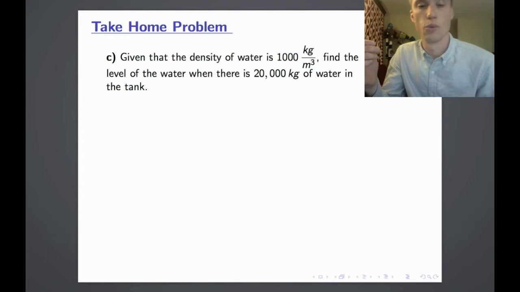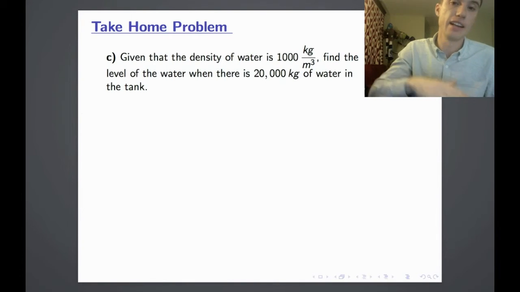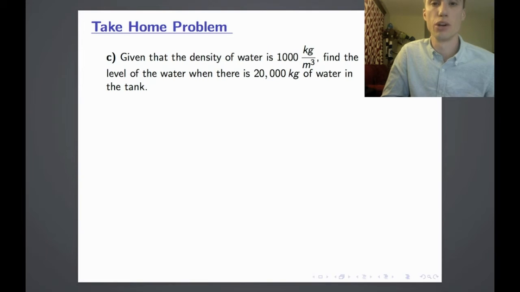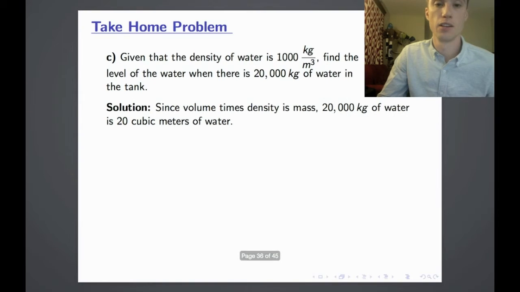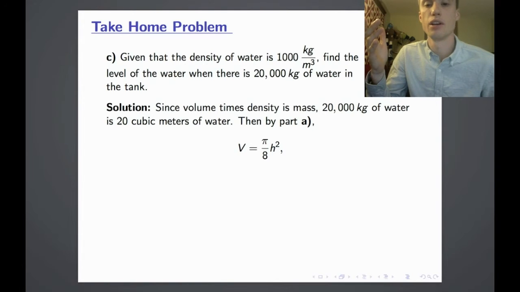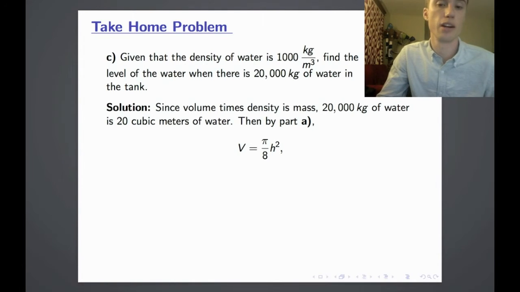We're told that water has a certain density, and we're going to find how full the tank is, what is the height that it's filled up to, if we put 20,000 kilograms of water in the tank. So volume times density is mass, and we have 20,000 kilograms of water, which means we have 20 cubic meters of water. So by part A, we said that the volume is equal to pi over 8 times h squared. That was by part A.